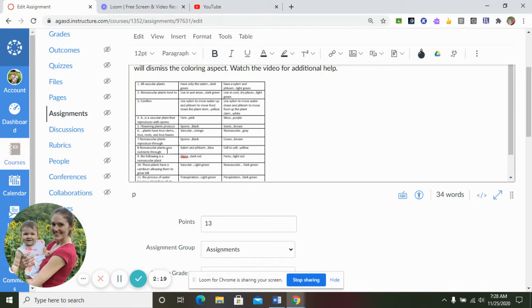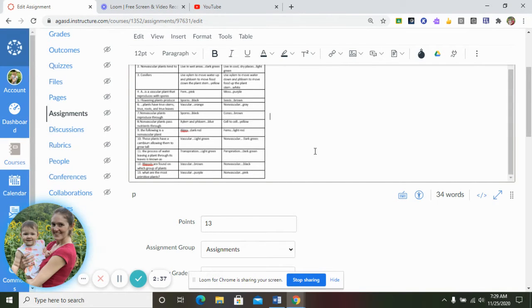Non-vascular plants reproduce through spores. Non-vascular plants pass nutrients through the xylem and phloem, or from cell to cell? They don't have xylem and phloem, so it's from cell to cell.